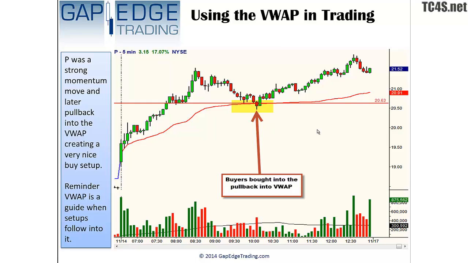Technically, it's a support and demand level, but you can see the buyers came in and scooped up the shares. So it looked like it was almost going to break down a little bit, and people had their stops in a little bit too tight. They probably got short on a failed buy setup on the 5 minute.